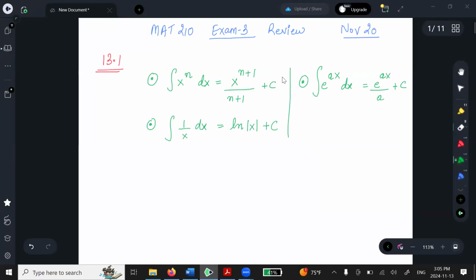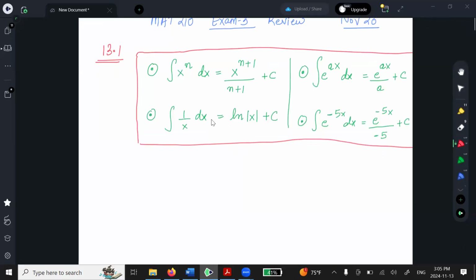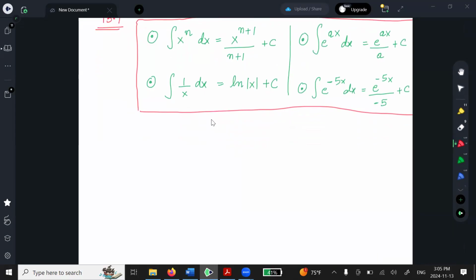And if I have just the regular e to the power, say negative 5x, let me do an example here. So how does this formula work? The e to the ax, you just copy the e and you divide by whatever constant it's being multiplied with. In this case, it's being multiplied with a negative 5. So just please try to remember at least these formulas for 13.1, and the rest will be problems.